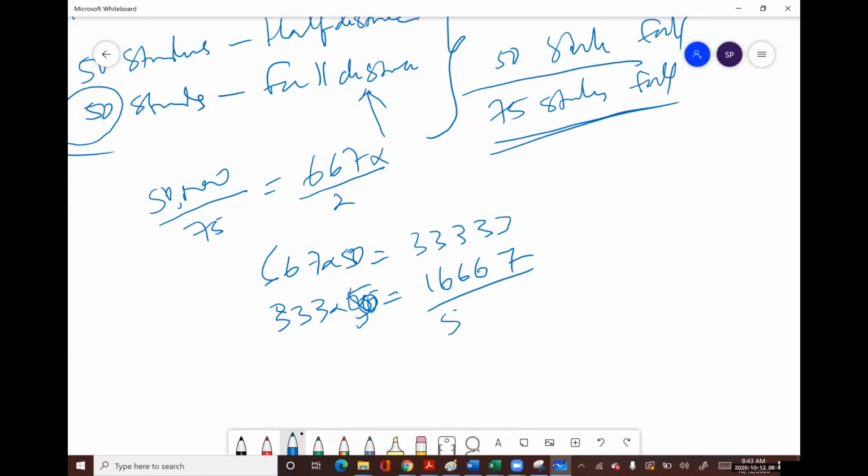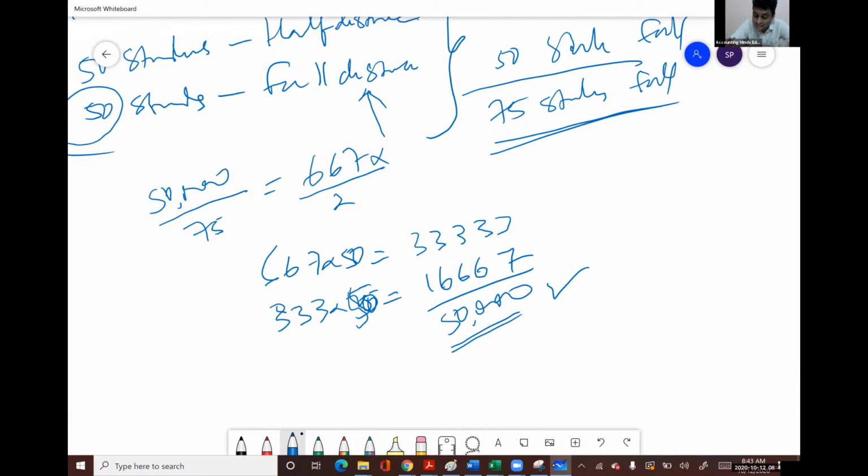So total? 50,000. I recovered. So my calculation is correct. I did not charge more from the students. I did not charge less from the students. I recovered my cost. Yes, sir. Get it? Yes, sir.